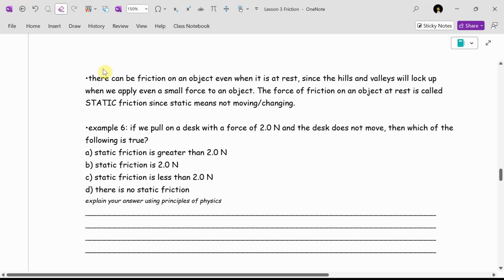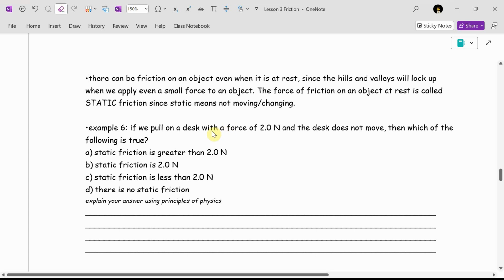There can be friction on an object even when it's at rest, because the hills and valleys will lock up when we apply even a small force to an object. In fact, you may have noticed there's actually two types of μ's. There's what's called static coefficient of friction and kinetic coefficient of friction. If you ever tried to slide something really heavy, you have to push harder to get it to start sliding than you do to keep it sliding. The force of friction on an object at rest is called static friction because static means not moving or changing.